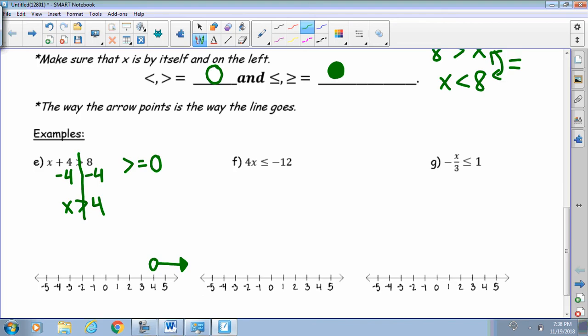Now in example F, I need to solve it. How do I undo multiplication? I divide. So I'm going to divide by 4. I do not need to flip the sign for this one because I divided by a positive. So I have x is less than or equal to -3. Less than or equal to is going to be a closed circle because of the line under. I put a closed circle at -3. My arrow is going to the left.